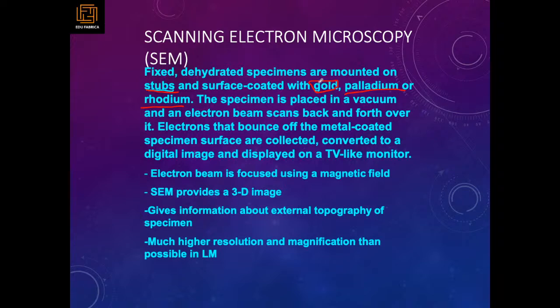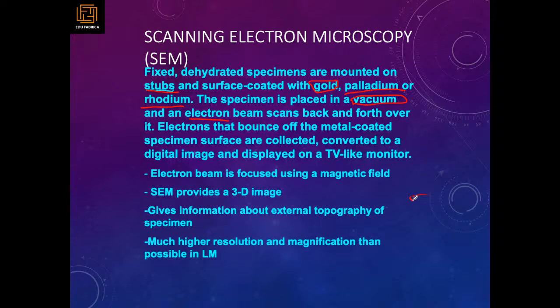Then these specimens are placed in a vacuum chamber. After putting them in the vacuum chamber, an electron beam is applied. As we discussed earlier in confocal microscopy, it was a laser light from the argon. The difference between your SEM and TEM is that we use a vacuum chamber, and we put an electron beam on our specimen, and these electron beams scan and come back and forth over it.